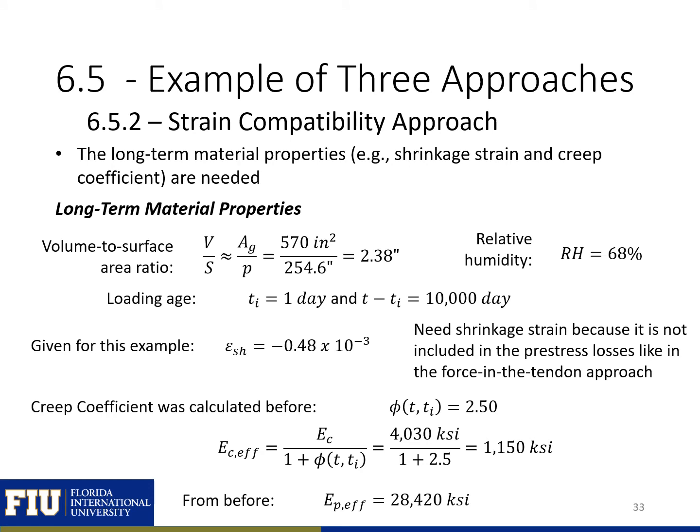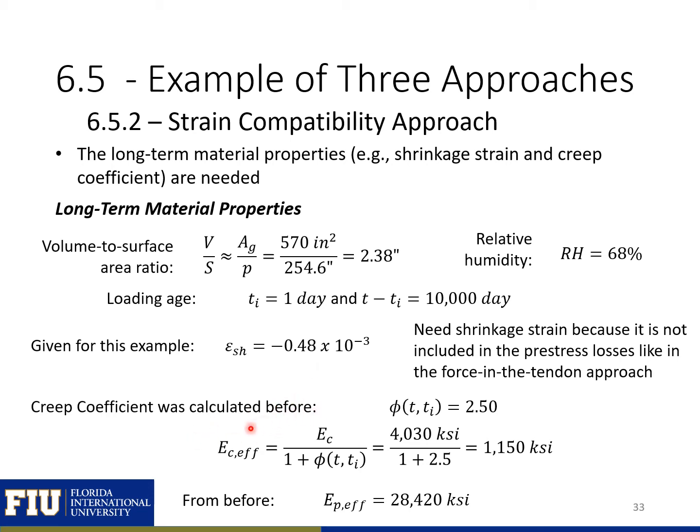We need some of our long-term material properties because we're going to include the effects of our shrinkage strain and our creep and our effective modulus for our pre-stressing, which takes into account strain relaxation. So you can see here the volume to surface area ratio, relative humidity and loading age, and we can use these to calculate the shrinkage strain and creep coefficients. I'm giving them to you here to kind of shorten the example, but you could calculate these using any procedures for shrinkage and creep that you want.